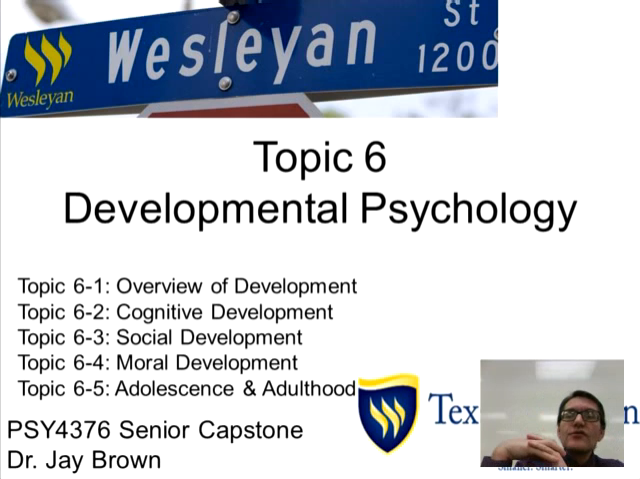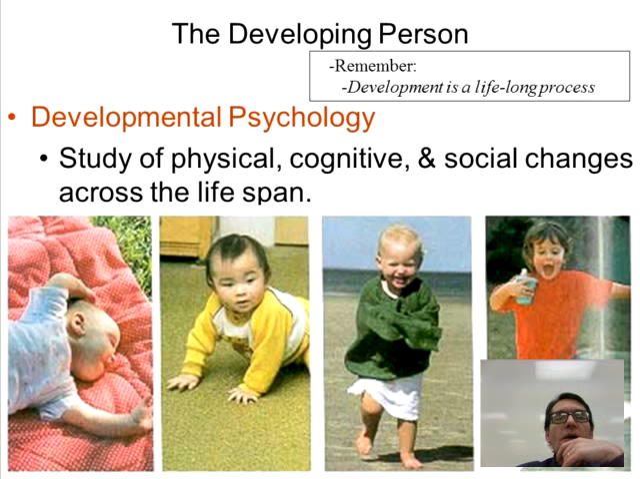So after we do a little overview, we'll talk about cognitive development with Piaget, and then we'll talk some social development with Erik Erikson, a little slice of moral development with Lawrence Kohlberg, and then we'll talk about adolescence and adulthood, kind of lump them together at the end. Okay? So developmental psychology is an interesting field. It's a study of the physical, cognitive, and social changes across the lifespan.